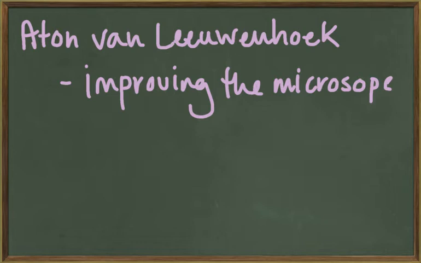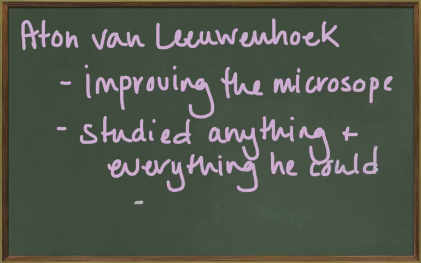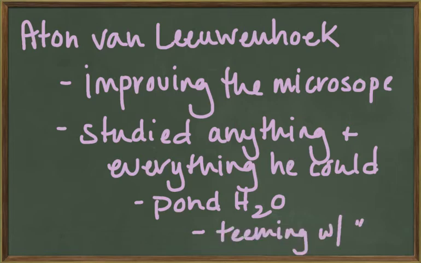Once he made these improvements to the microscope, he studied anything and everything he could. The item that we're most concerned about that he chose to study was actually pond water. Before this, everybody thought water was just water. It didn't have anything else in it. But when he looked at pond water through the microscope, he saw that it was teeming with life. One drop of pond water had just so many different things in it that it wasn't just water. And through his improvements to the microscope, he could definitely see this.